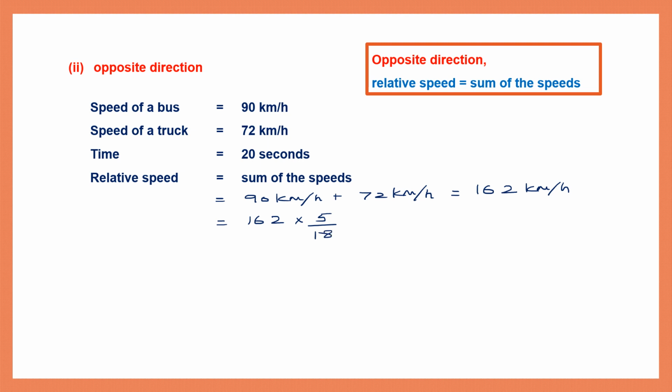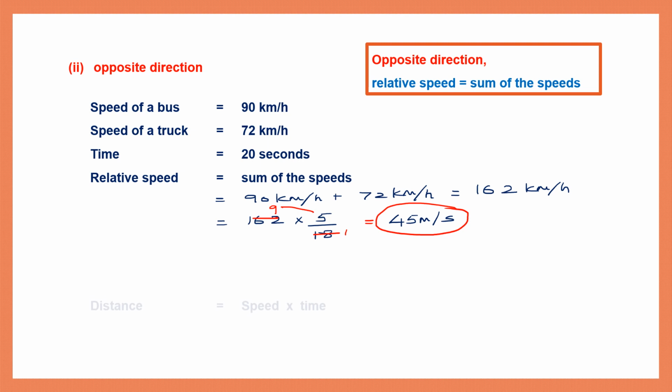So here I can cancel 18 and 162. 18 into 9, 18 ones are 18, 18 into 9 is 162. So multiply the numerators. 9 fives are 45. So now I have 45 meters per second. So I have found my relative speed, 45 meters per second.